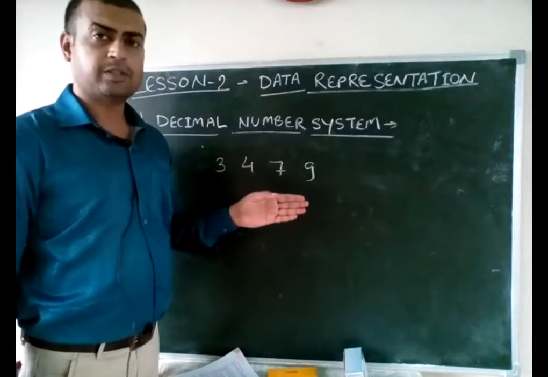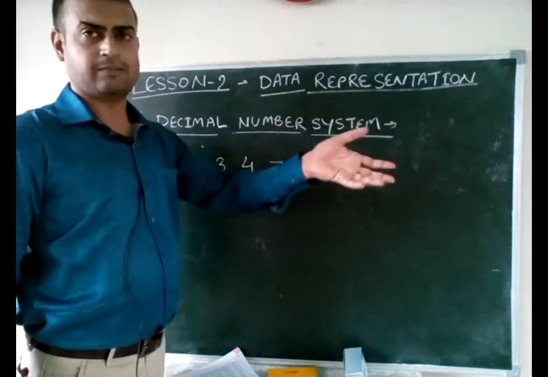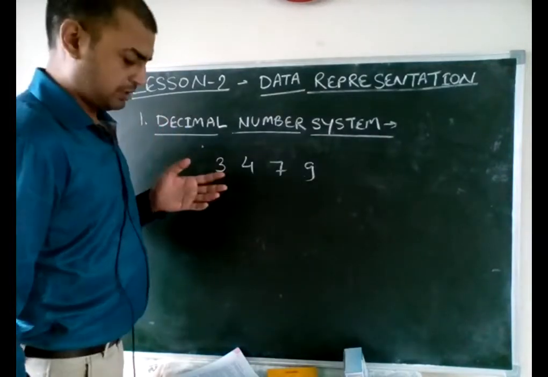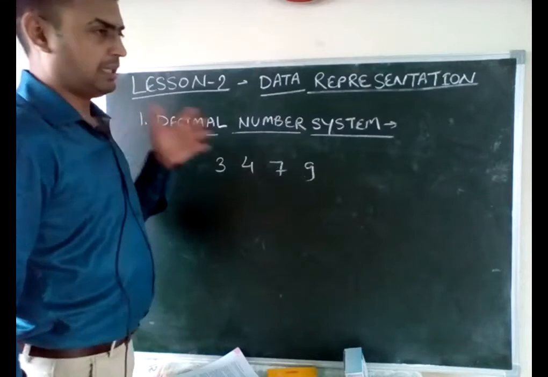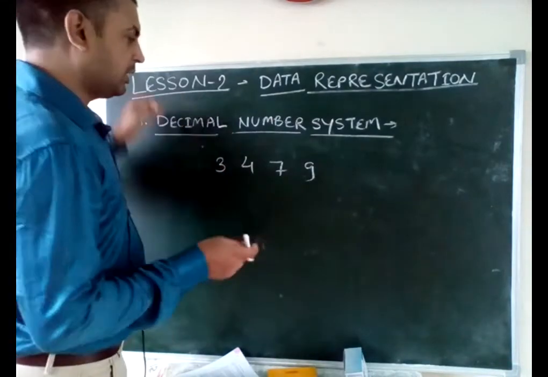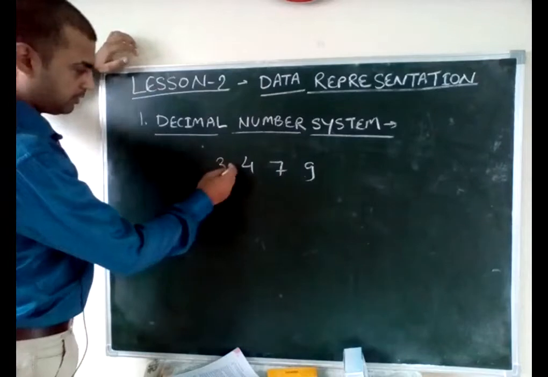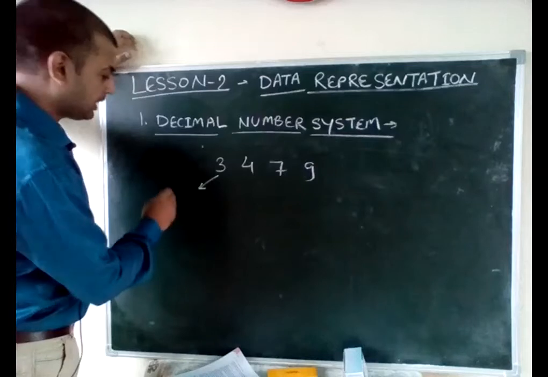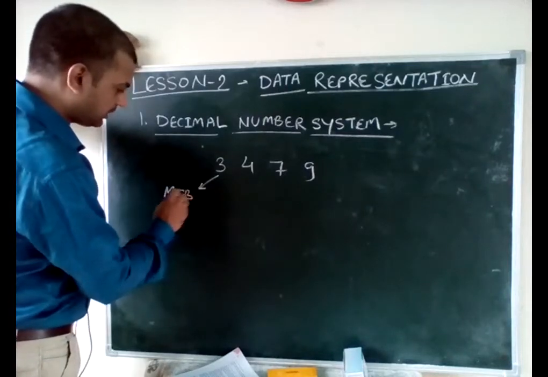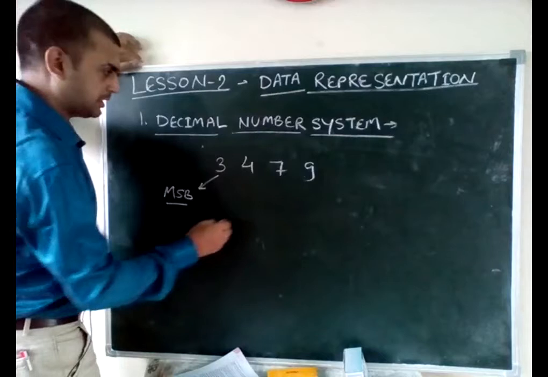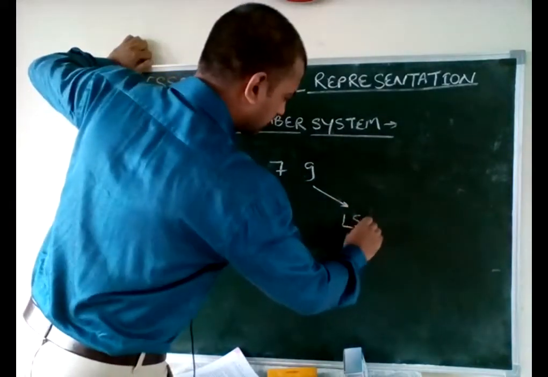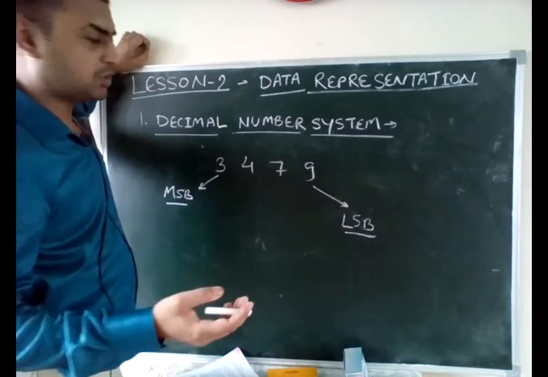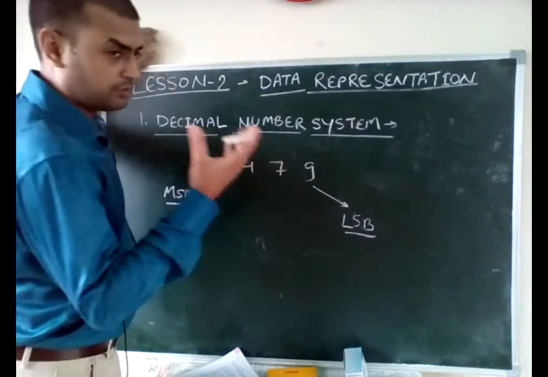If we write any number like 3479.15, then these numbers will have some certain values, and then after this the numbers will have a place value also. This is the first number. Whatever the number will be on the left hand side, this is called MSB. What is the meaning of MSB? Most significant bit. And the number on the right hand side is called LSB, least significant bit. Why is this so? Because of these place values.